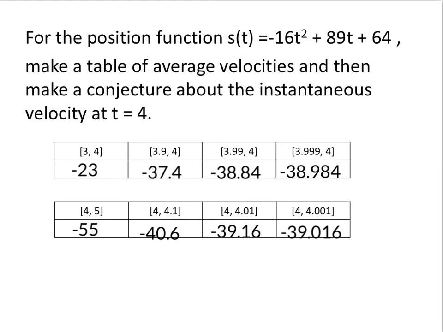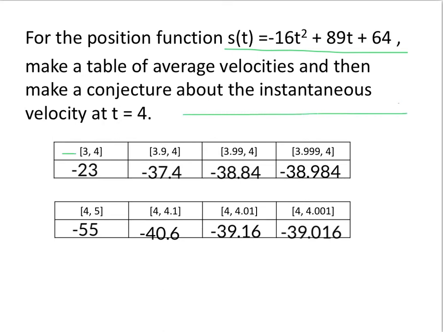Okay, so now that we know how to find those average velocities, finding the slope of the secant line, we want to be able to figure out how we can determine what that instantaneous velocity is. How did we come up with that 64 before in that other problem? So I've given you a new position function, s of t equals negative 16t squared plus 89t plus 64. And what I did was I found the average velocities at all these given intervals. So I found the average velocity from 3 to 4, and then I got closer, right?